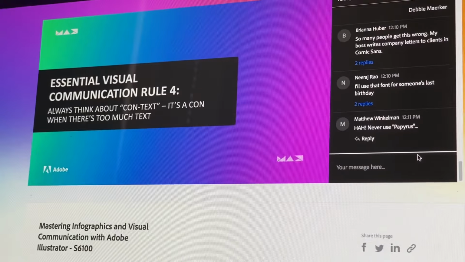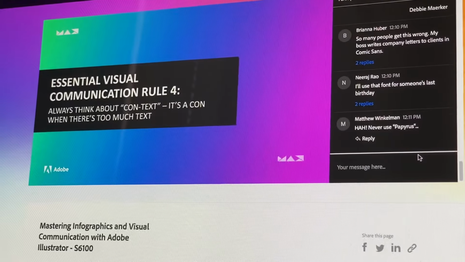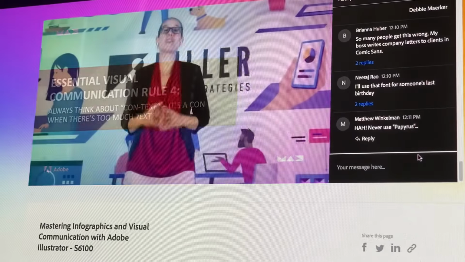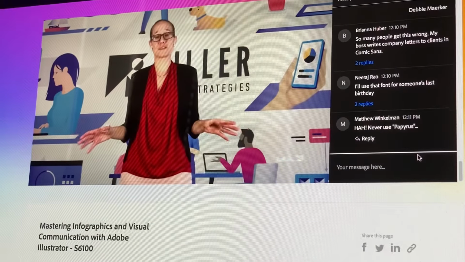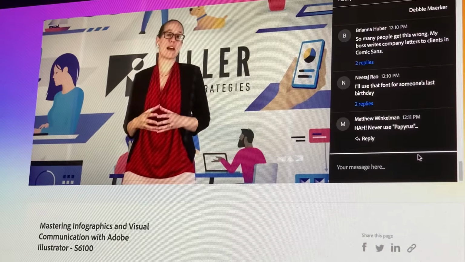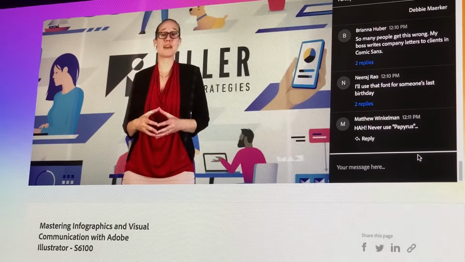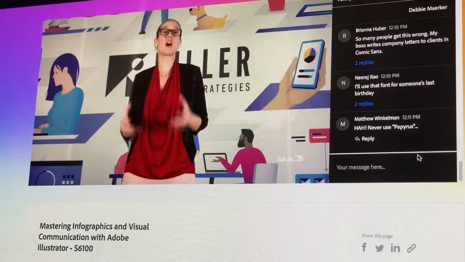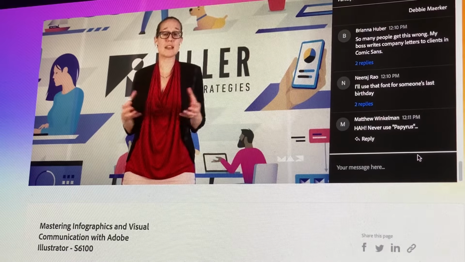Communication rule: always think about context. It's a con when there's too much text. If you've seen me speak before, you've likely heard this before, but it bears repeating. Besides the fact that visual communication is meant to be a low-text medium, today's audiences simply aren't taking the time to read like they used to.